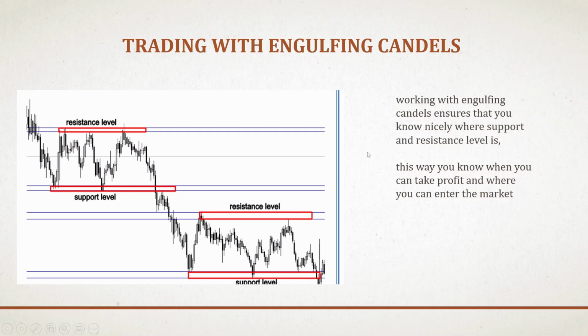Working with engulfing candles ensures that you know nicely where the support and resistance level is. I showed you how you can predict this, because it shows you where to draw them, and you can look ahead of time where the market is coming back to. So we all know this before. This way you know when you can take profit and where you can enter and exit the market. I hope you guys understand. If you do not, please leave a comment so I'll re-explain everything again.